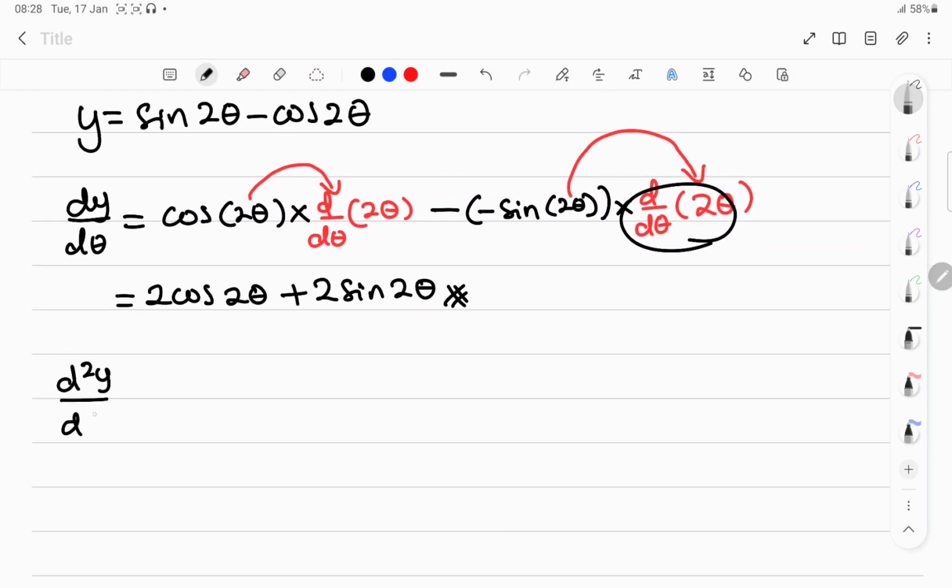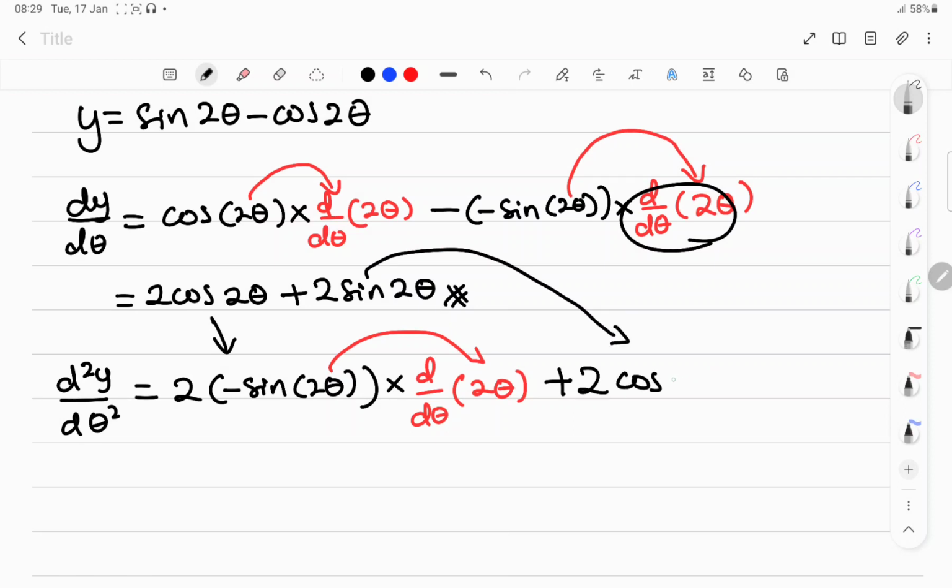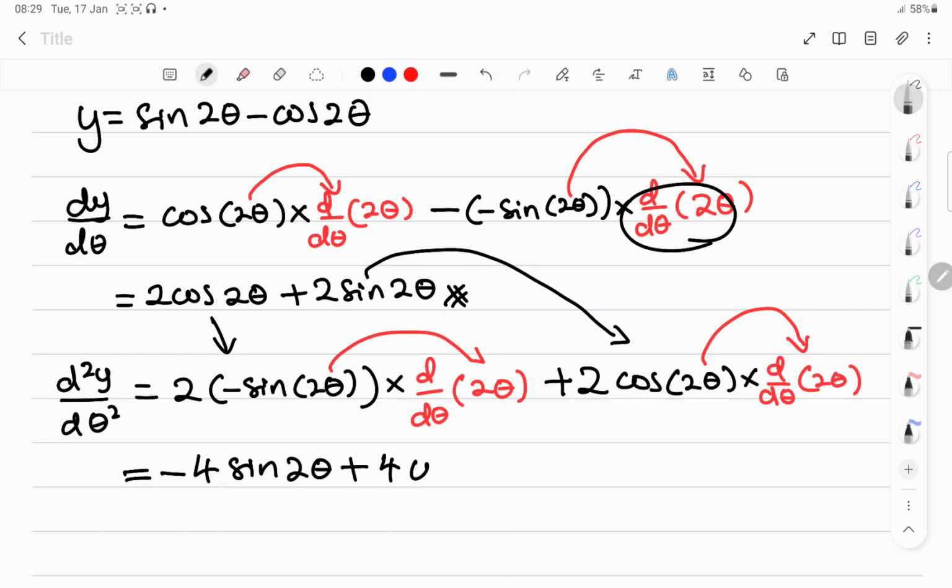Let's find the second one. I write this one first. We have here 2, just a constant, cosine. So cosine becomes negative sine 2 theta, multiplied by differentiation of the bracket, which is 2 theta. Plus 2, this one I just bring down. Now, differentiate sine becomes cos 2 theta multiplied by differentiation of the bracket. So we can simplify. We get minus 4 sine 2 theta plus 4 cosine 2 theta. So this is the second derivative.